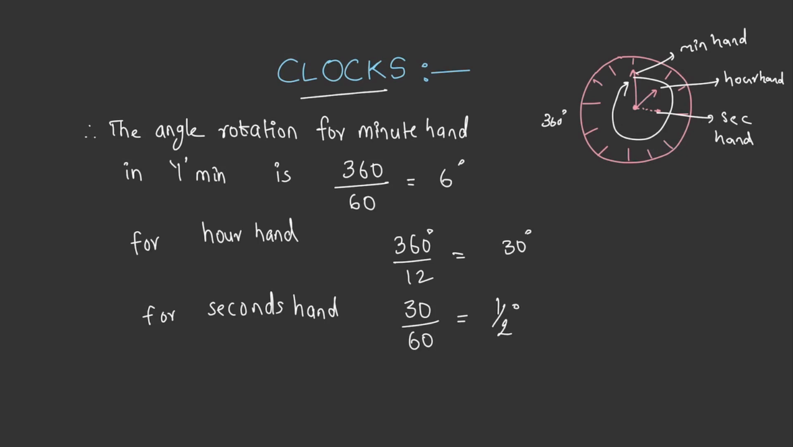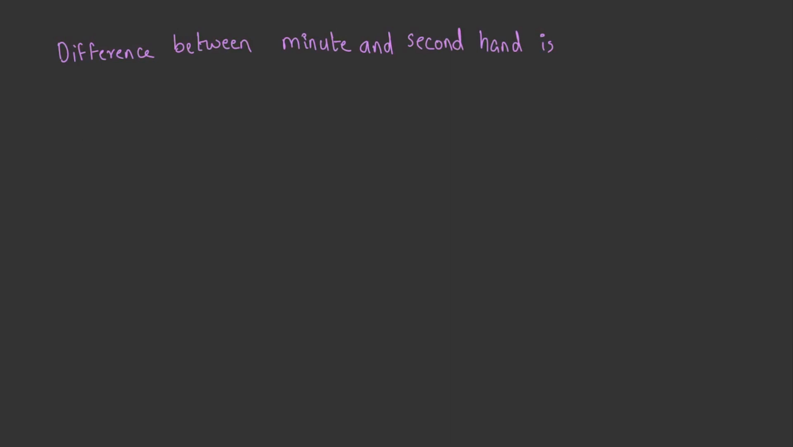These are the angle of rotations for a minute hand, hour hand, and a seconds hand, and these are to be remembered. The difference between minute hand and seconds hand is 6 minus half, that is 5.5 degrees of difference, or it can also be denoted as 11 by 2 m. M is nothing but the minute space. These minute spaces are nothing but the 60 equal parts in a clock.